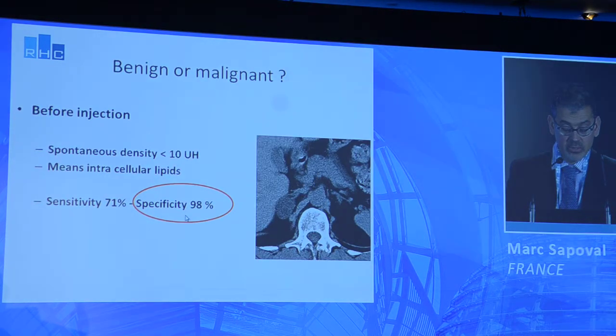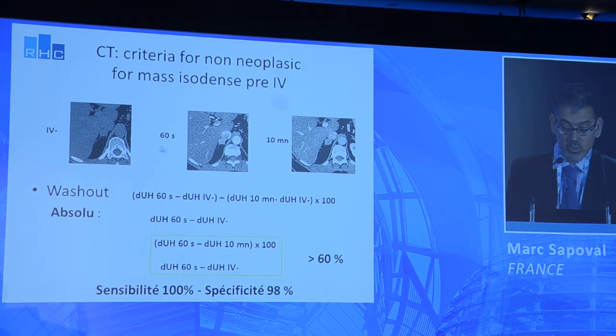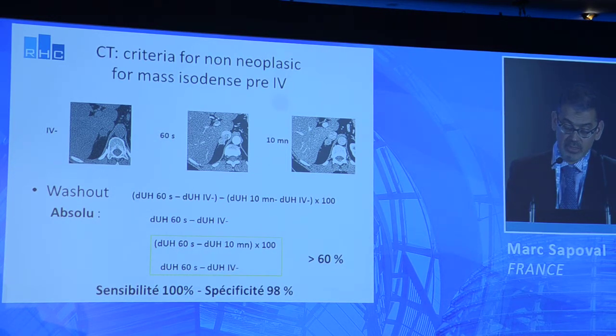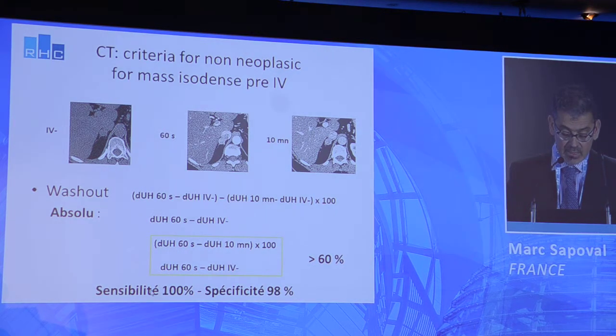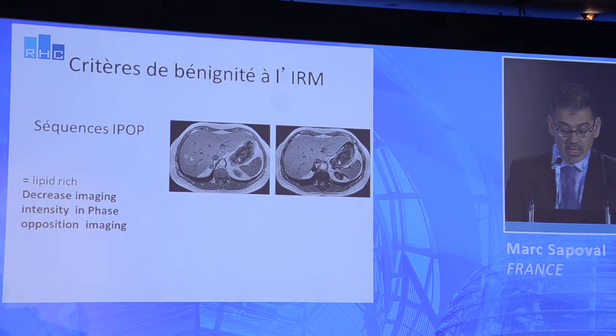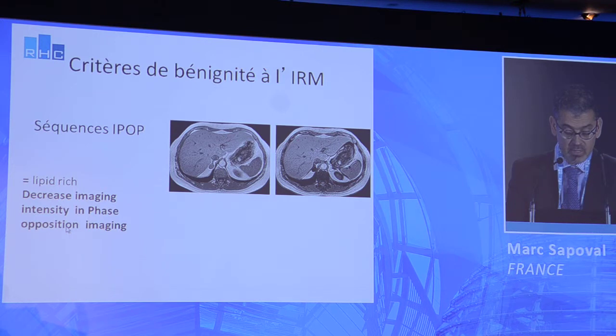So it has a very good sensitivity and specificity. And again, you can calculate this washout. This is a not so complex formula, but you need to calculate this IV, 60 seconds, 10 minutes, and you can calculate this washout, which has, as you see, very high sensitivity and specificity in the diagnostic. Same thing for MR. MR, you can use these inversion sequences, where you can see that there is a decrease in intensity in phase opposition imaging, which will help you to diagnose the fact that this tumor is benign and not a cancer.